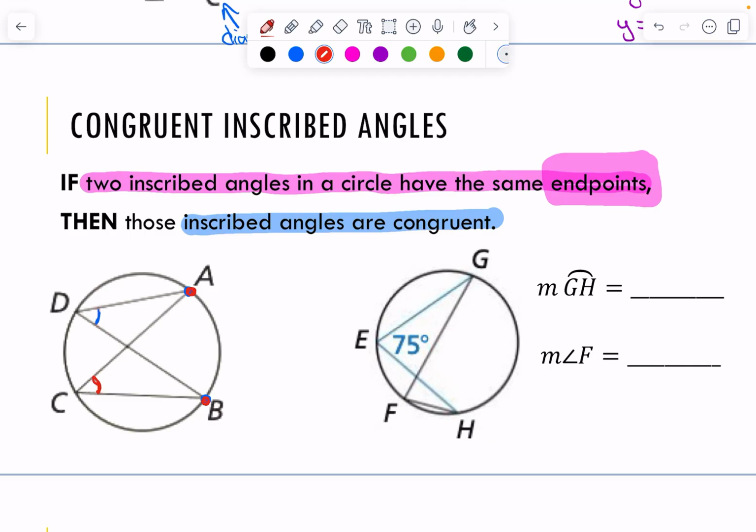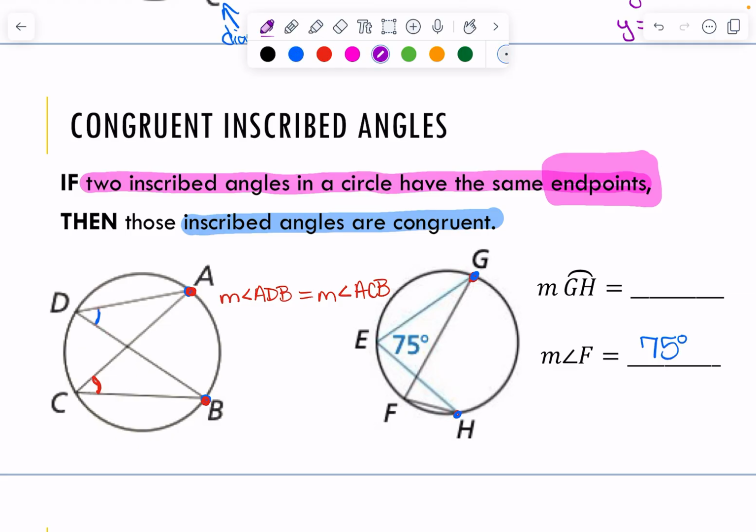So what that tells me is that the measure of angle ADB has to equal the measure of angle ACB. Okay, so then how do we use that? Well, first thing I know is GEH has the endpoints of G and H, but I also know GFH has the exact same endpoints. So therefore, angle F has to be congruent to angle E, which would be 75 degrees.